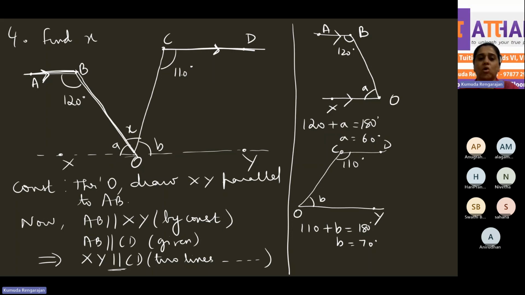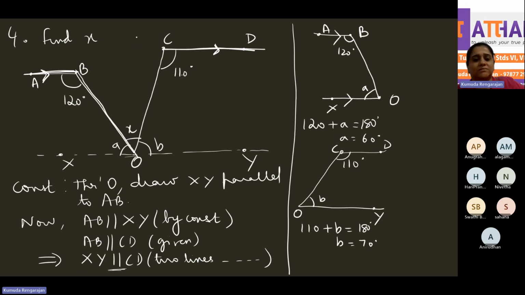So at the point O, on the straight line XY, how many angles can you see? 3 angles. What are they? A, X, and B. These 3 angles stand on the straight line. So what will be the sum of these 3 angles? 180. So A plus X plus B is equal to 180 because these 3 angles stand on the straight line.